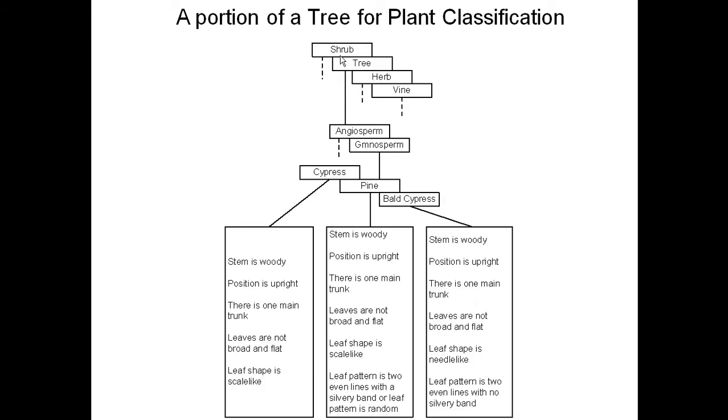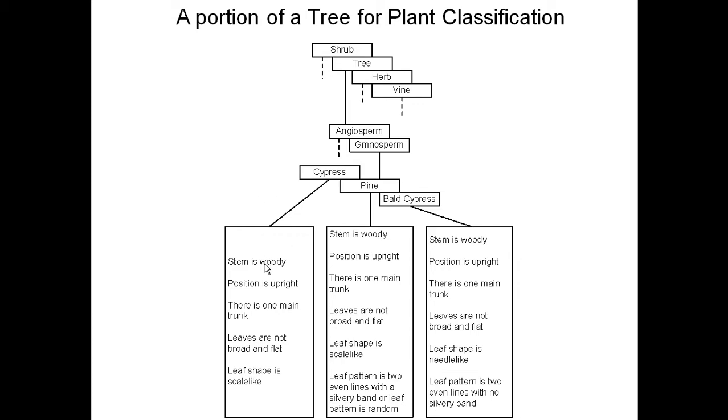Here is a portion of a decision tree for plant classification. 4 types are at the top. Within each type, there are classes. These dotted lines mean something follows, so I'm just not showing it. So within the type tree, there's 2 classes, angiosperm and gymnosperm. Again, dotted lines mean things follow. Within gymnosperms, there are 3 families: cypress, pine, and bald cypress. So there's a whole bunch of these rectangles at the bottom, one for each plant family. She wants to determine which one is the correct one, which one is the right family.